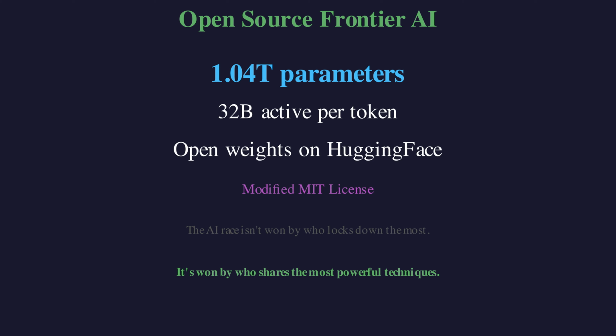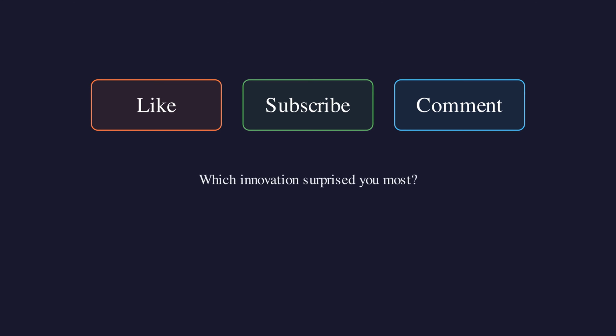The race to AGI isn't going to be won by whoever locks down the most powerful model behind a paywall. It's going to be won by whoever shares the most powerful techniques with the world. And with this paper, Moonshot AI just shared everything.